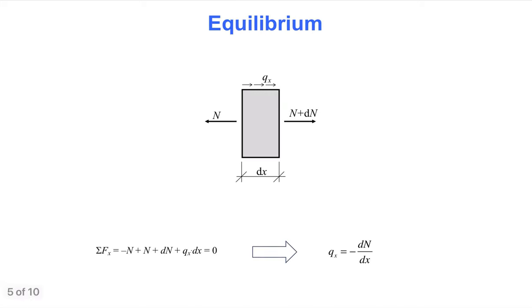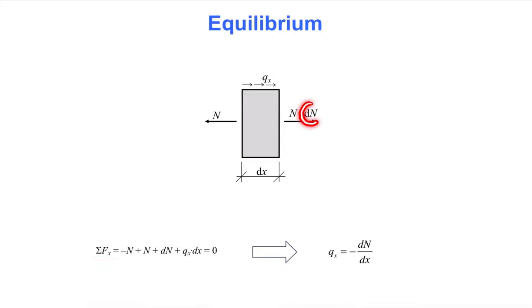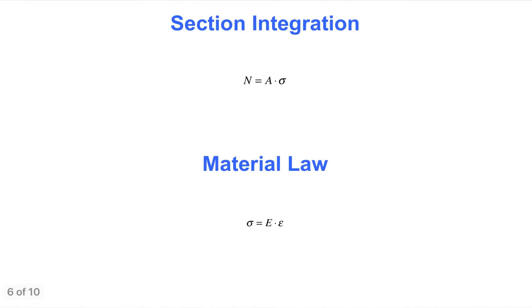The equilibrium equation is obtained by considering the sum of forces in the X direction for an infinitesimally short length of the truss element. The axial force changes by an infinitesimally small amount over that length. That change is dN, and the result is that the distributed load, Q, equals dN over dx, with a minus sign, as shown here. Section integration is considered next.